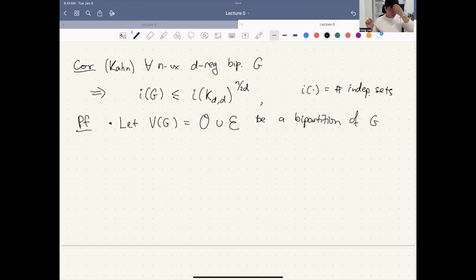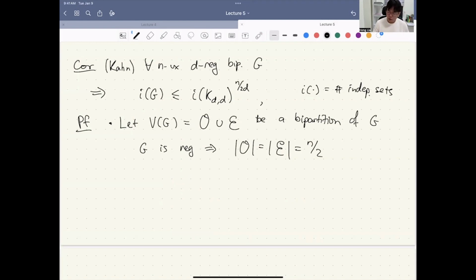Of G. First thing to notice is that these two parts are of equal size because the graph G is regular. So G is regular implies that O and E, the two sides, have the same cardinality, n over 2. Okay.